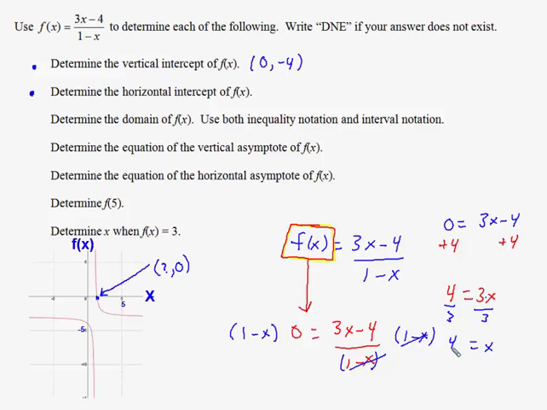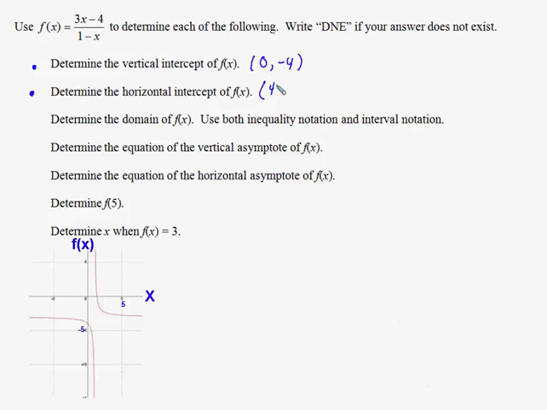And I would get 4/3, which is about 1.333, which looks like that would be plausible, given that this is 0 and that is 5. That looks like it very well could be 1.3333. So here we got that 4/3 was the input to give you an output of 0. That was the horizontal intercept.